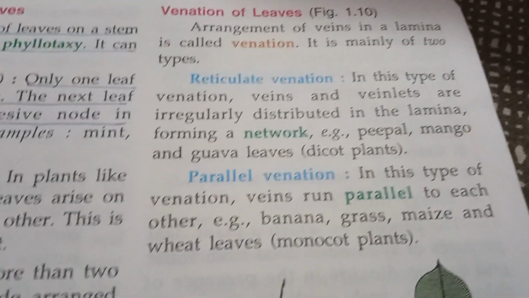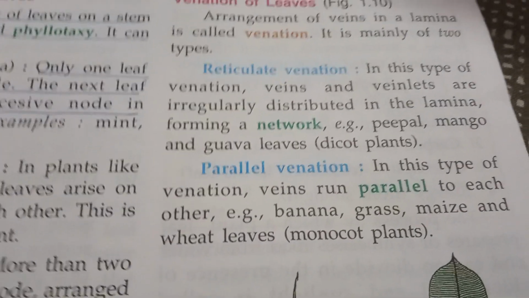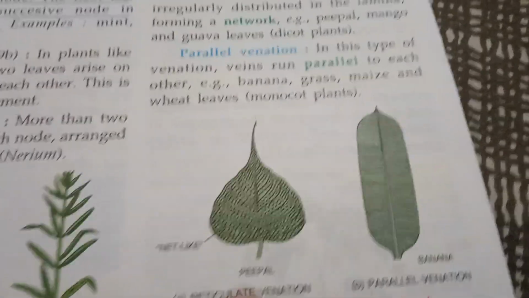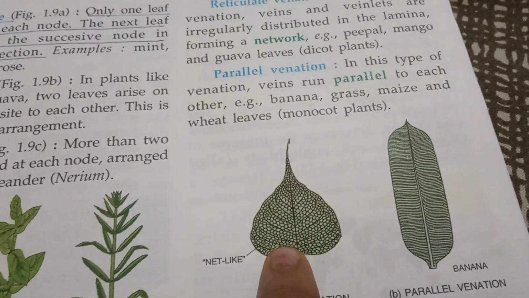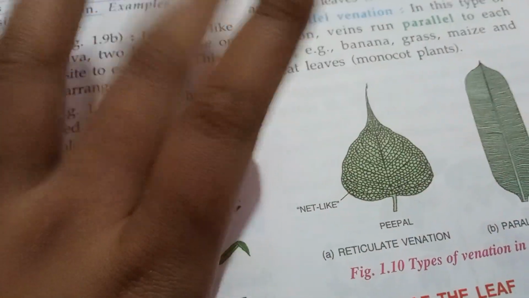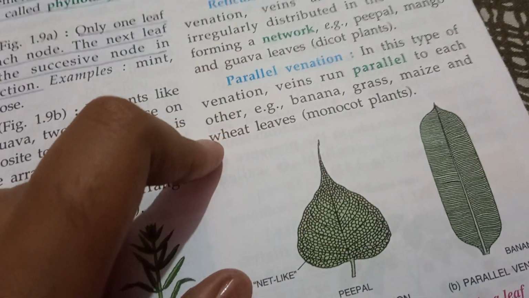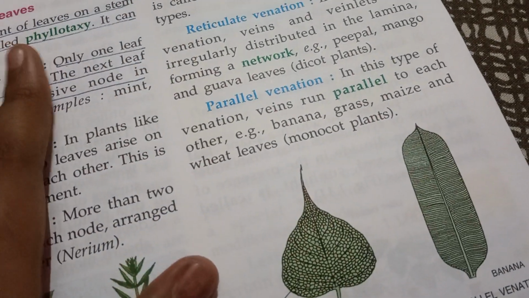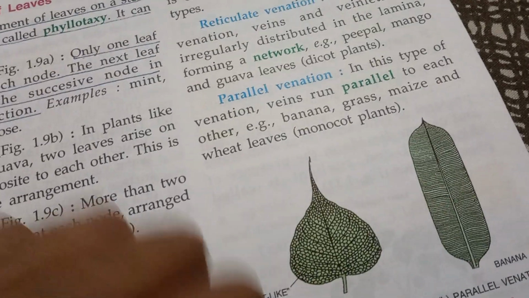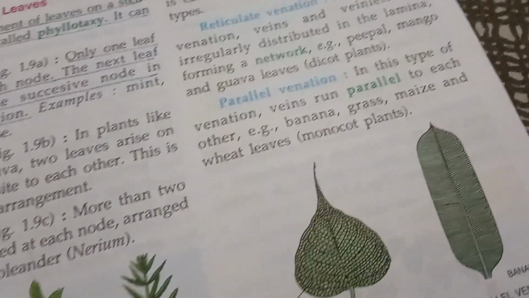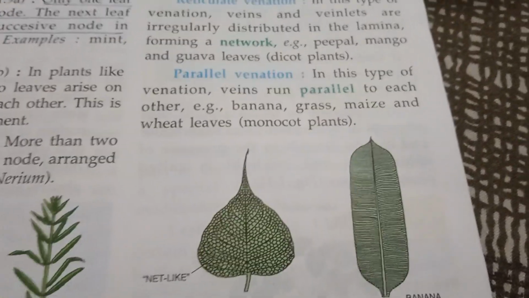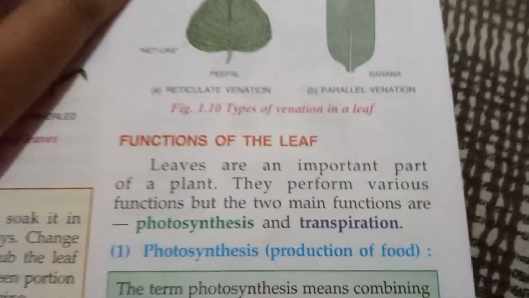Okay, people, mango and guava leaves are dicot plants. As I told you, here look, this is the reticulate venation. These are the veins. If you do this activity, you will get to see the venations as well. Then there's parallel venation, and in this type of venation, veins are all parallel to each other. Banana, grass, maize, and wheat leaves are monocot plants. Okay, these are known as parallel venation.